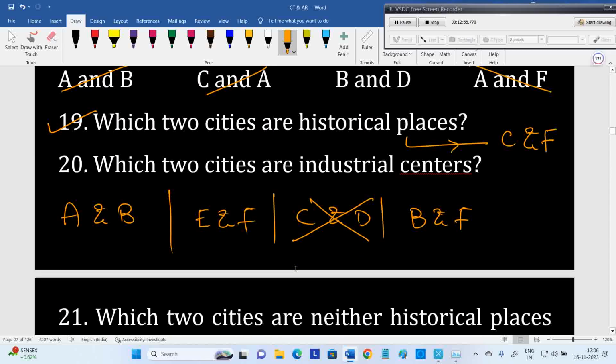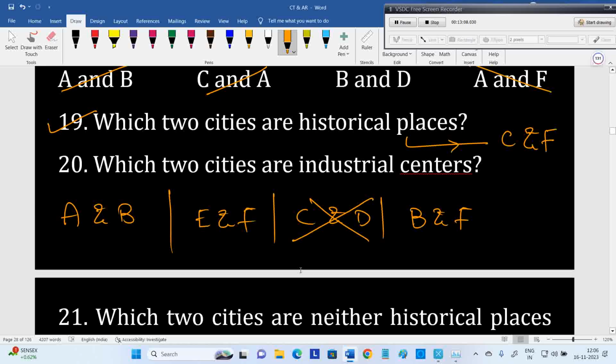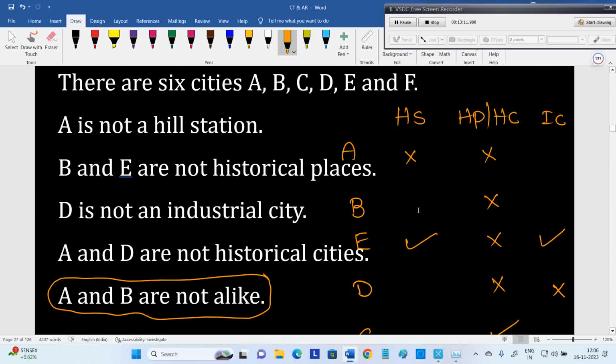And the other one they mentioned is E and F. A and B, E and F, B and F, that's one scenario. A and B are not alike, that's the given. Means one different also, it's not alike only. So that's also a possibility. Now what else will come?